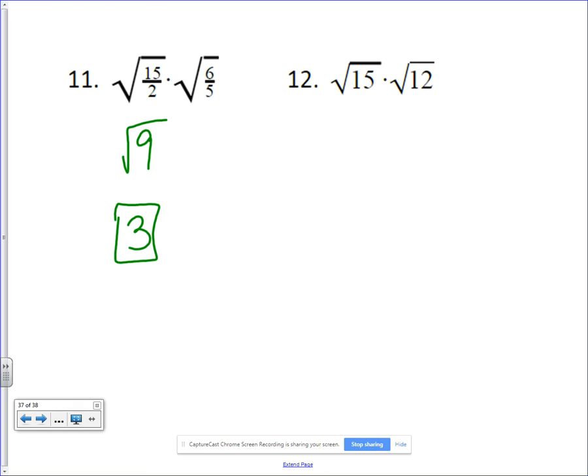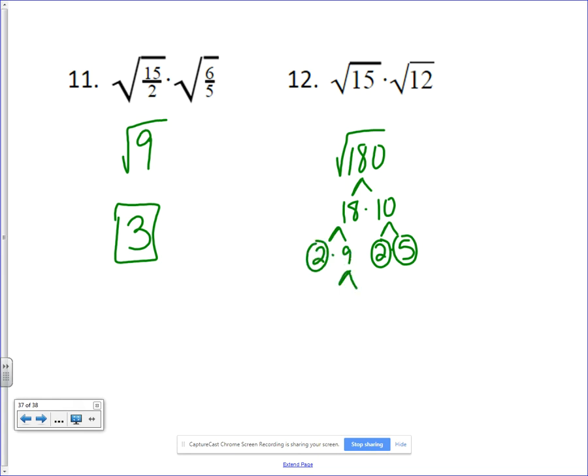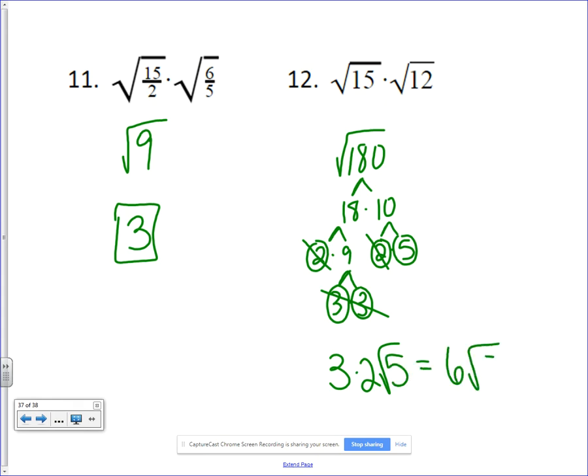Finally here, these two are both under the radical, so I can go ahead and multiply them. If I'm going to break down 180, I can go 18 and 10. Break down that 18. It looks something like this. There was nothing out front to begin with. I do have a pair of 3's. I do have a pair of 2's and a 5 left underneath, which will leave me with 6 square root of 5.